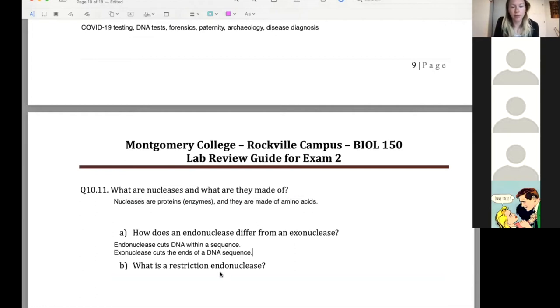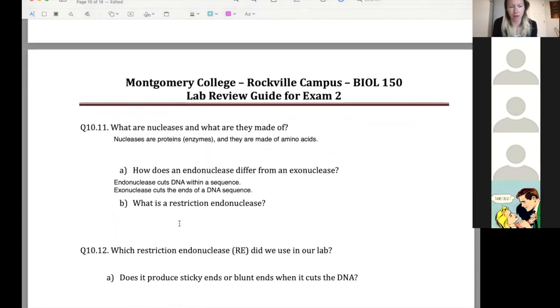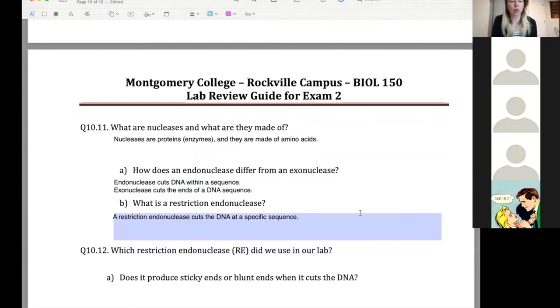Then there's a subtype of endonuclease called a restriction endonuclease. What does that distinction mean? An enzyme that cuts a specific sequence. Right, at a specific sequence. The restriction part refers to the fact that this enzyme is only going to cut the DNA at a very specific site. It's looking for a target sequence that it recognizes, and that is the location where it will cut the strand.